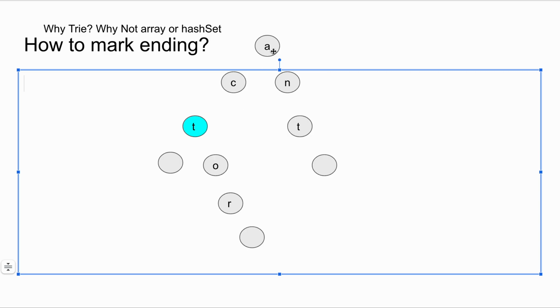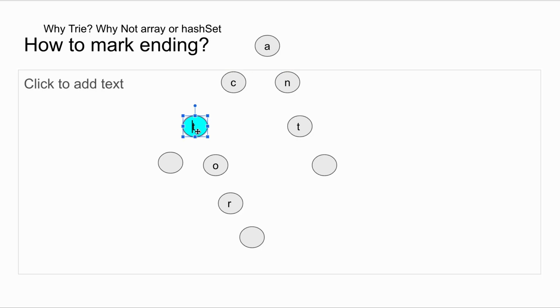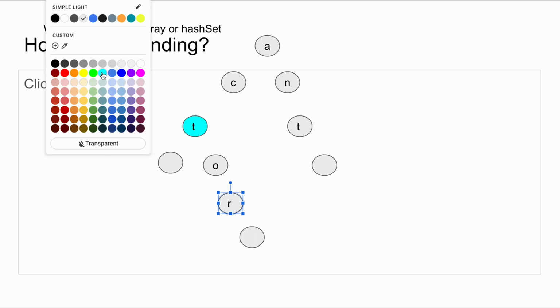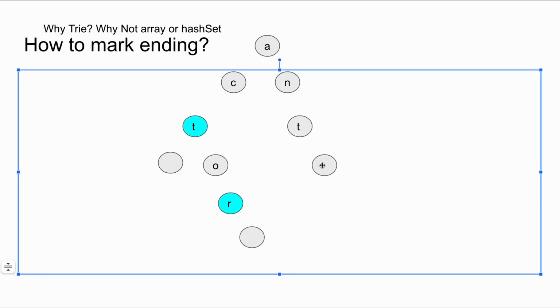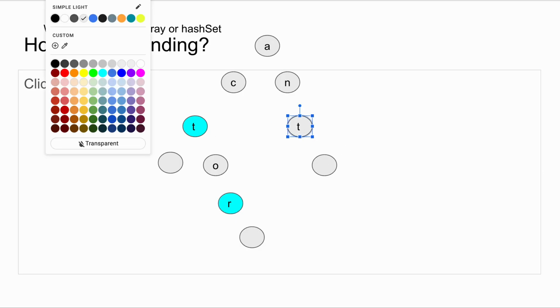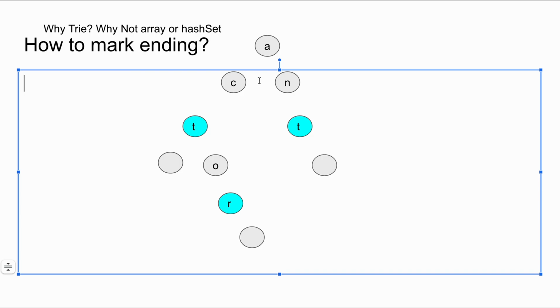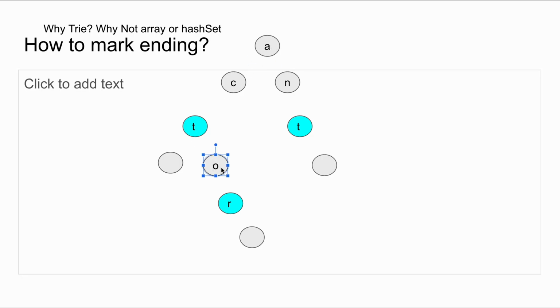So when you go to find ACT, is T the ending? Yes, T is the ending. So the word ACT is there. Similarly, R will also be marked with blue. Why? Because that is the ending. Again, here it will be marked with blue. Why? Because that is the ending. So if you want to go now and find the word ACTO, what does it say? No, we don't have the word ACTO because it is not ending with O. So that is how we can also store whether the word is there or not.